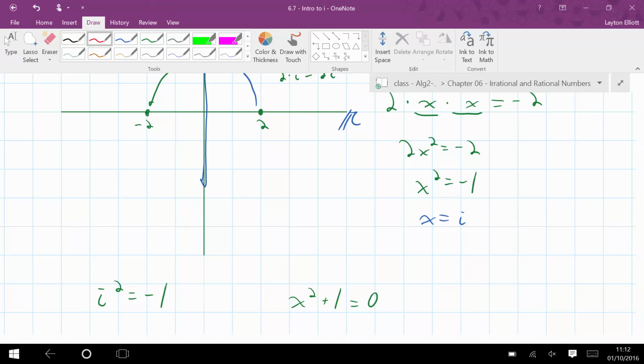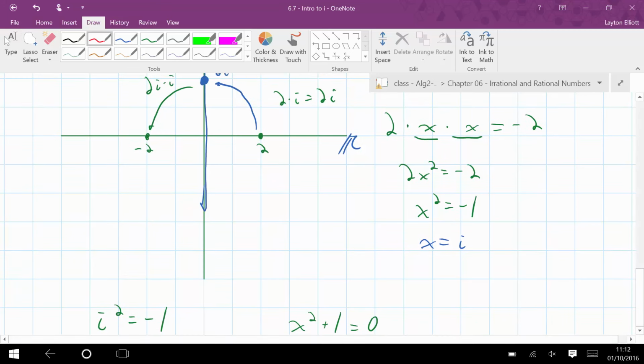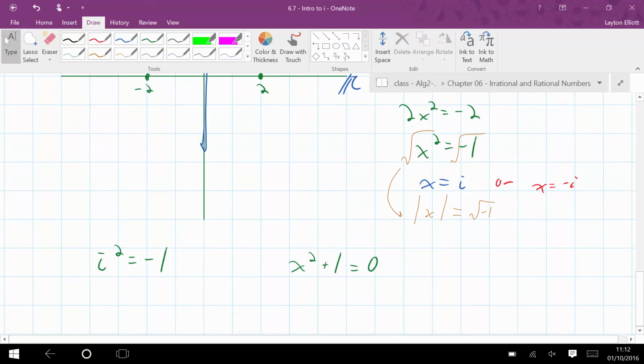Now, sliding back over here, I could have just as easily said that x could be -I. Now, how do I know that? Well, this idea that we've been talking about the last few days, if I take a square root of both sides, I'm going to move that down here. I have the absolute value of x is equal to the square root of -1.